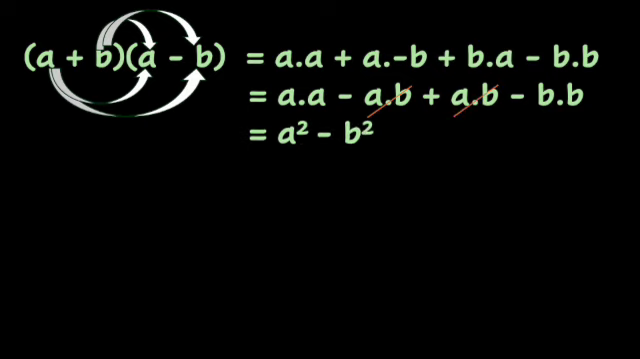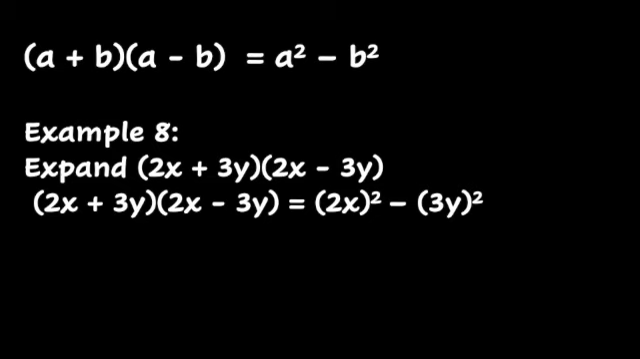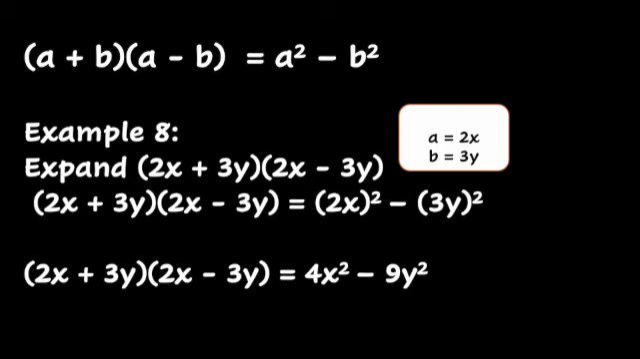This again is a very important formula. We'll be using it very often. So try memorizing it. In example 8, we need to simplify and expand (2x plus 3y) times (2x minus 3y). So we can easily use the formula shown above, and we rewrite the equation as (2x plus 3y) times (2x minus 3y) equal to (2x) whole square minus (3y) whole square, because we are putting a equal to 2x and b equal to 3y. So here the answer would be 4x square minus 9y square. So that's the answer for the given example.